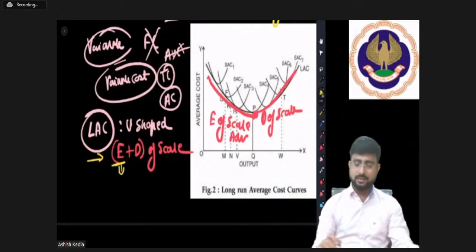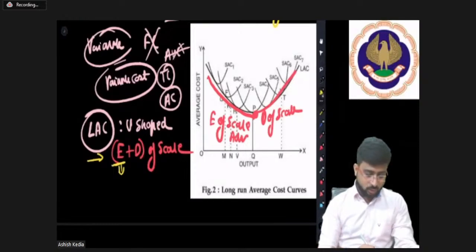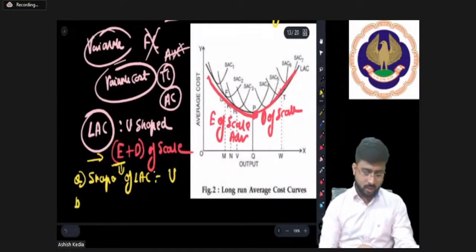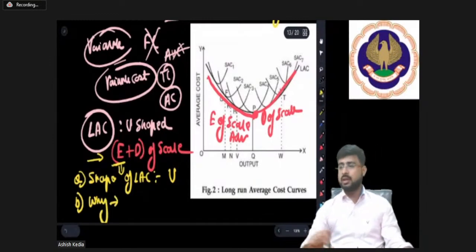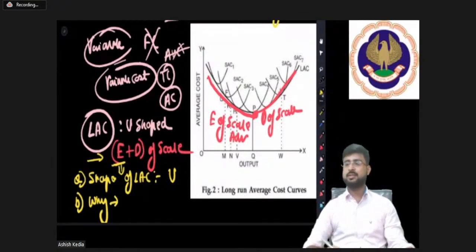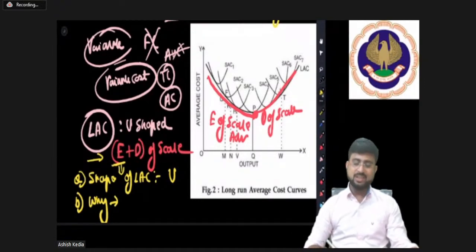Therefore, if they ask you the shape of LAC, that is the long run average cost curve, what is it? U-shaped. The question is why? What is that one single answer you will write? Show it to me in the chat box. Yes, the law of returns to scale.